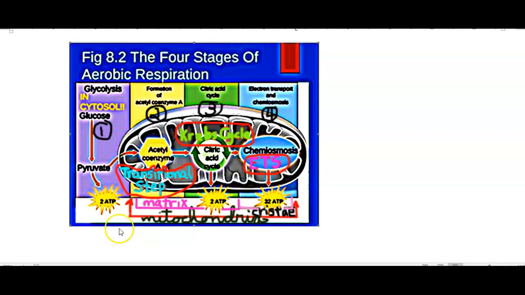So let's look at this again. 2 ATPs over here. Glycolysis, those are made through substrate phosphorylation. Transition step, no ATPs. Krebs cycle also makes 2 ATPs using substrate phosphorylation. So substrate phosphorylation, they're not using electrons. Taking a phosphate off of a molecule, off of a substrate, and putting that onto ADP. And 32 ATPs are going to be made through oxidative phosphorylation in the electron transport system, almost exactly like in photosynthesis.